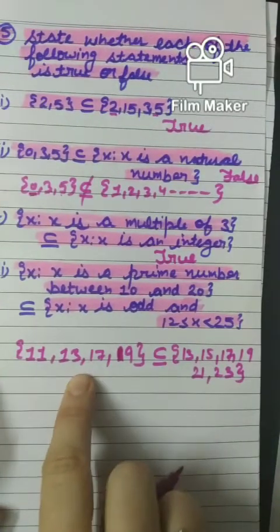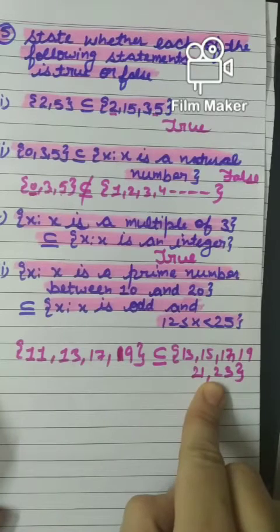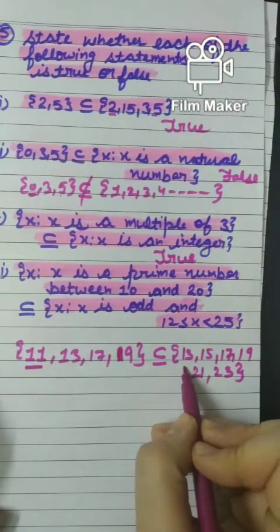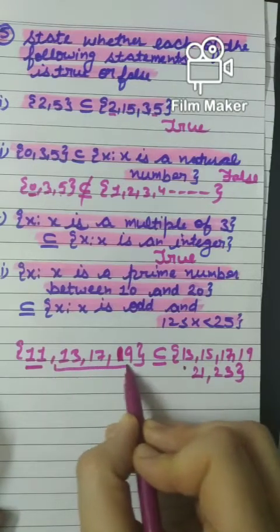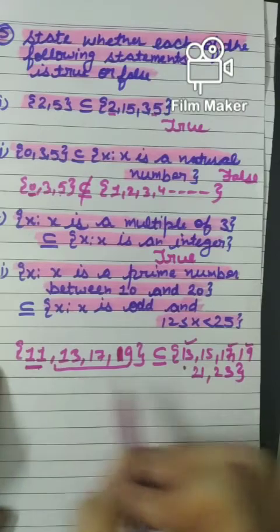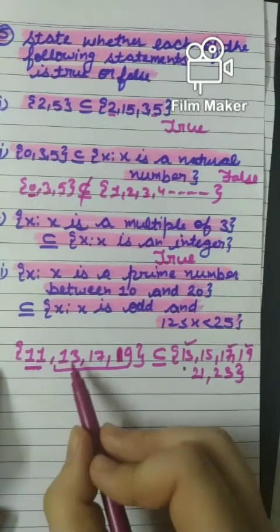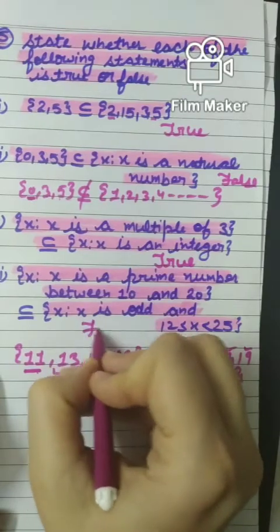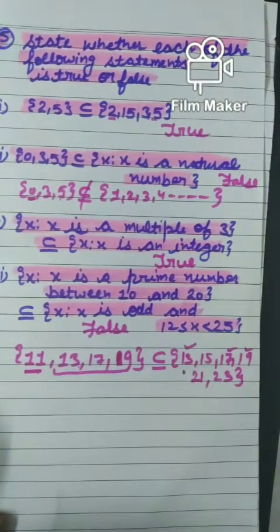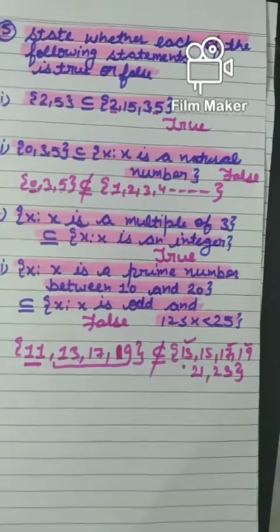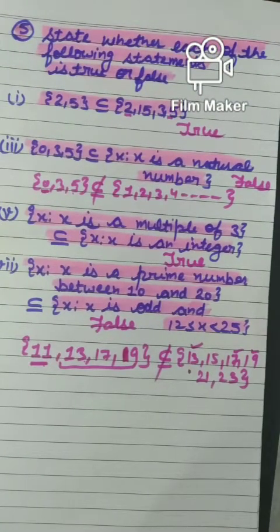Now you see, is this set contained in this? No, because this 11 is not belonging to this set. Remaining all elements 13, 17, 19 are here. But 11 is not member of this, na? So this set is not contained in this. So this statement is also false, right? This is not subset. Okay. So now coming to next question.